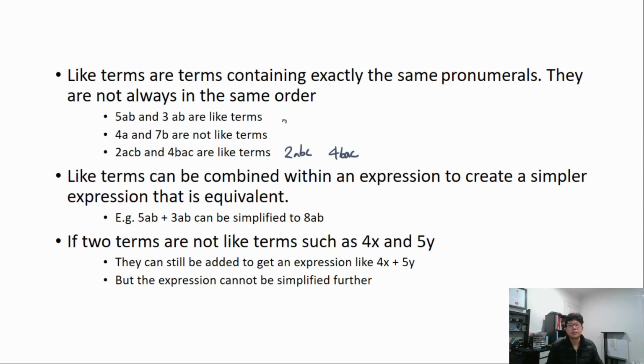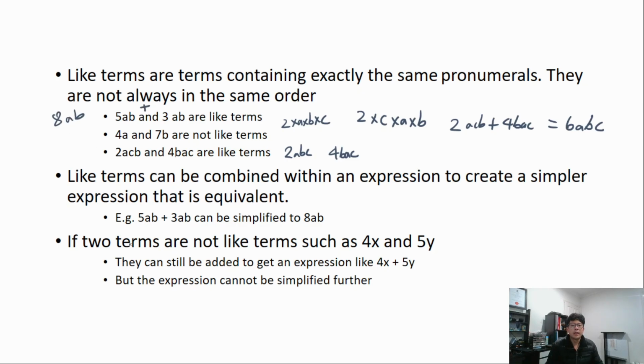Because remember, that just means 2 times a times b times c, and it doesn't matter in multiplication which way you write it. 2 times a times b times c is exactly the same as 2 times c times a times b. The next key point is that like terms can be combined within an expression to create a simpler expression that is equivalent. So 5ab plus 3ab can be simplified to become 8ab. In this case, we have 2acb and 4bac. If we had a plus sign in between those, we could simplify it to become 6abc. Same with this one, that could be simplified if there was a plus sign to become 8ab.